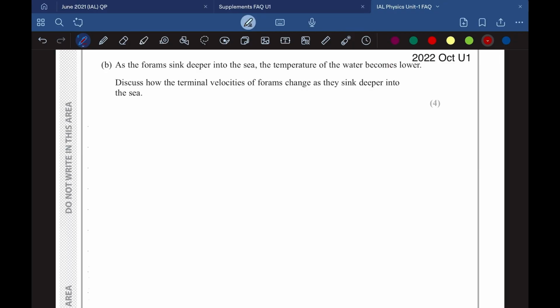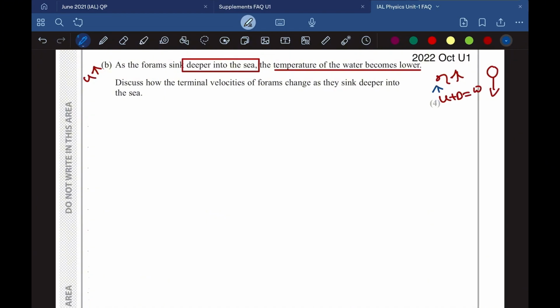Here, something that I can see is the temperature is lower, and we know when the temperature is lower, that means the viscosity is higher. And as the forams go deeper into the sea, that means the density is higher. When the density increases, the upthrust will also increase, right? As the forams sink, we know upthrust plus drag is equal to the weight. And as the upthrust has increased, and drag is equal to 6 pi r eta v, as the viscosity has also increased, the drag will also increase.